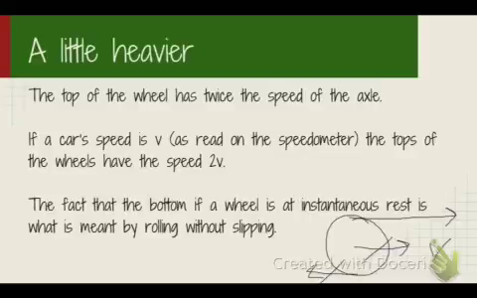If a car's speed is v, as read in the speedometer, the tops of the wheels have the speed 2v. This is to make up for the fact that everything else is being canceled on your wheel. The fact that the bottom of the wheel is instantaneously at rest is what we mean when we say something's rolling without slipping. So because the different velocities have to cancel one another out, the very top of a wheel has to be 2v. This is when you're assuming that the linear velocity is v. And the fact that the velocity at the very bottom is equal to 0 is what we mean when we say we roll without slipping.